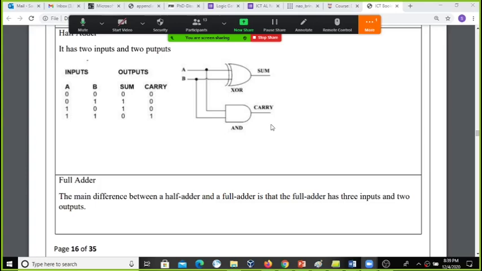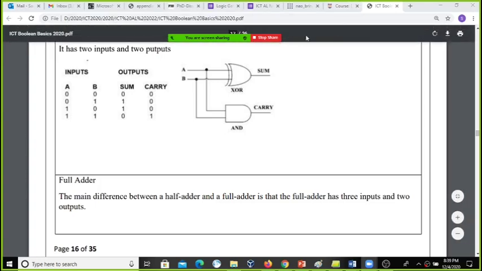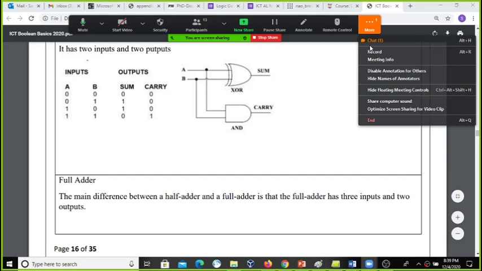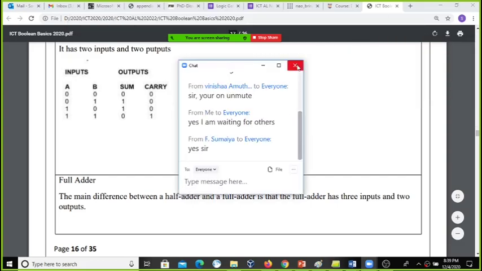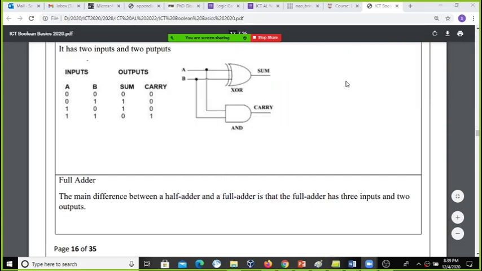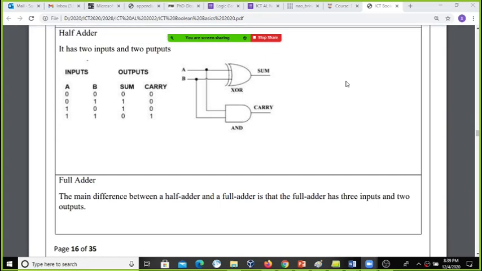I just revise this full adder and the half adder. Now remember, this section is added for the new syllabus. Earlier this was not there. Initially we got the questions from the 2018 and 19 and the last this year paper. We got some questions from this full adder and the half adder.